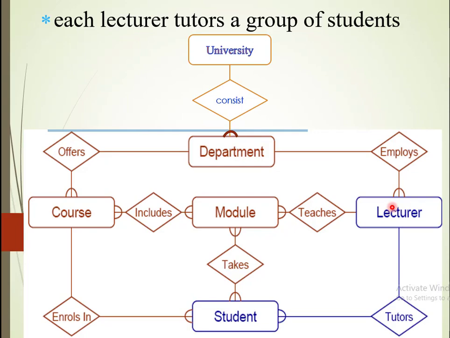We move along. We say that each lecturer tutors a group of students. So we are having a lecturer on this side, and we are saying that the lecturer tutors a group of students. So that's why we are having the branching to denote that it can be one student or maybe more than one student. That's why we are having that particular branch.